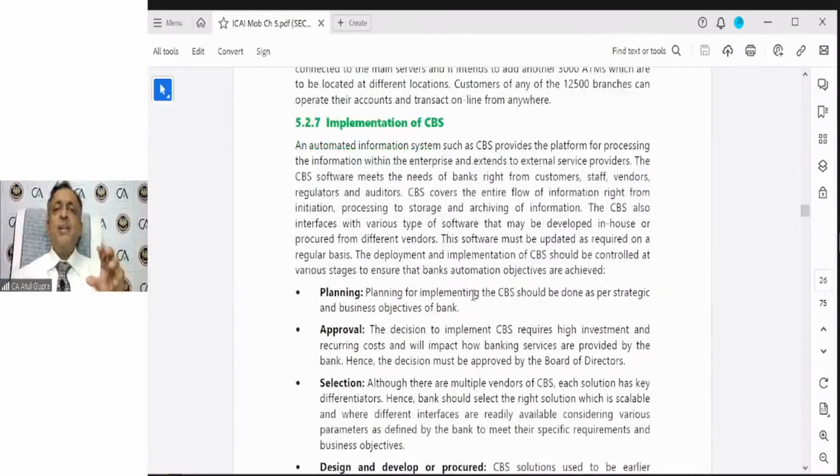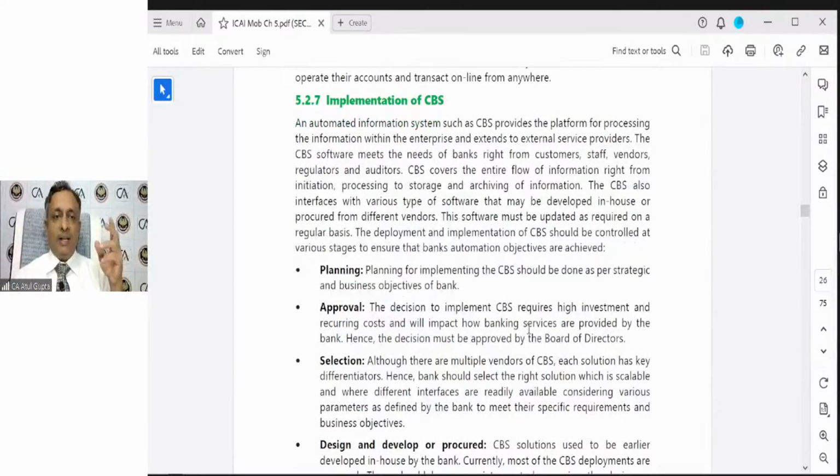Okay. So now let us read through what we'll do. For this discussion, we'll keep XYZ bank as an example. Okay. So the basic data is there. So at each stage, we link the header to the XYZ example. So I'm reading. An automated information system such as core banking system provides a platform for processing information within the enterprise, extending to external service providers. The core banking system software meets the need of the bank right from customer, staff, vendor, regulator, and auditors.